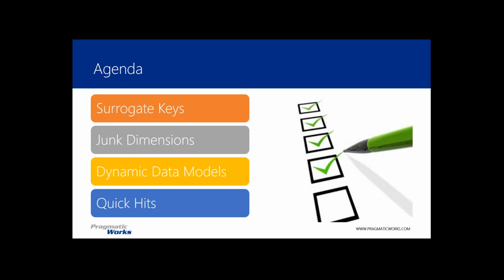And then quick hits. I've got 7 or 8 different little micro topics that we'll run through at the very end. Just some health check kind of things, some do's and don'ts for your data model, just to make sure that you're doing things in the right manner.